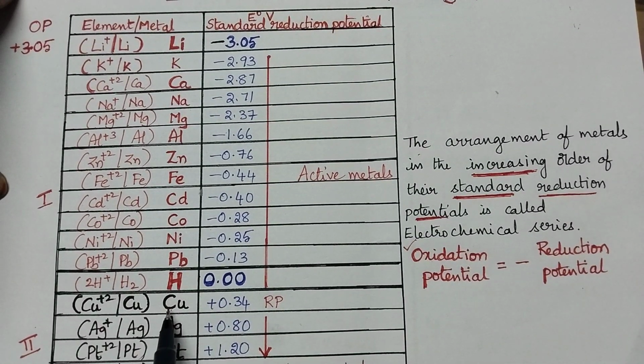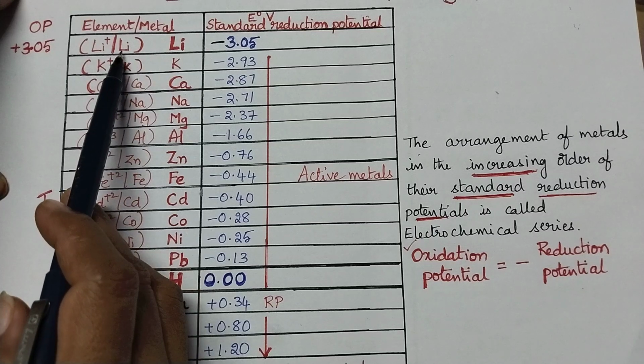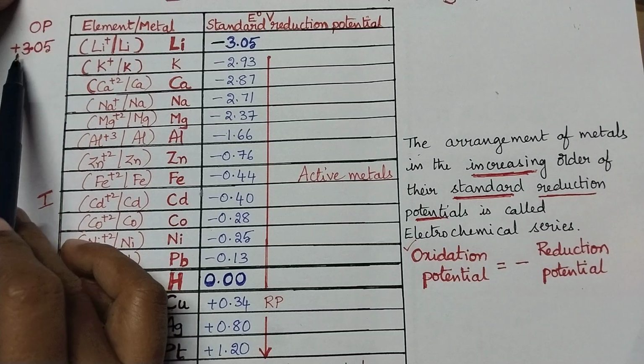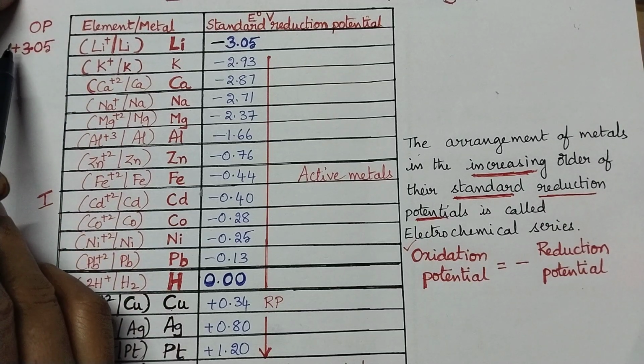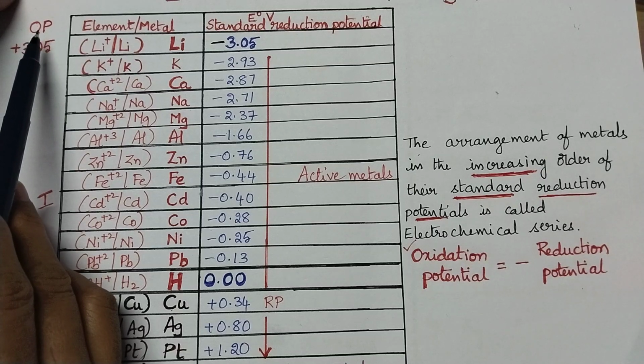Let us consider copper. Always copper is having greater tendency to undergo reduction. That means the electrode potential is given with the positive sign and it will be called as reduction potential. Whereas moving to lithium, lithium is having greater tendency to undergo oxidation and hence its potential is given with positive sign, plus 3.05, and it is called as the oxidation potential.